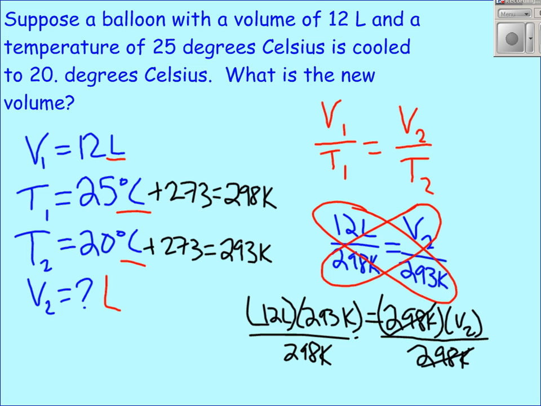And now I calculate. V2 is going to equal 12 times 293 divided by 298. My V2 in this case is approximately, with correct sig figs, 12 liters.